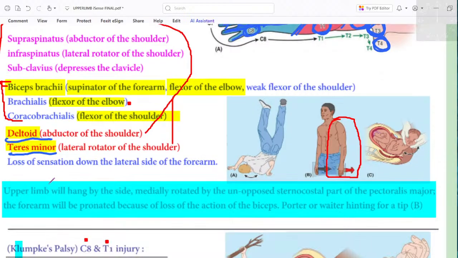Deltoid causes abduction of the shoulder; it takes the shoulder away from the body. And teres minor causes lateral rotation of the shoulder. Now, if this is injured, what will happen? Abduction of the shoulder will be impaired, so the shoulder will be adducted like here, and lateral rotation will be impaired, so the shoulder will be medially rotated.